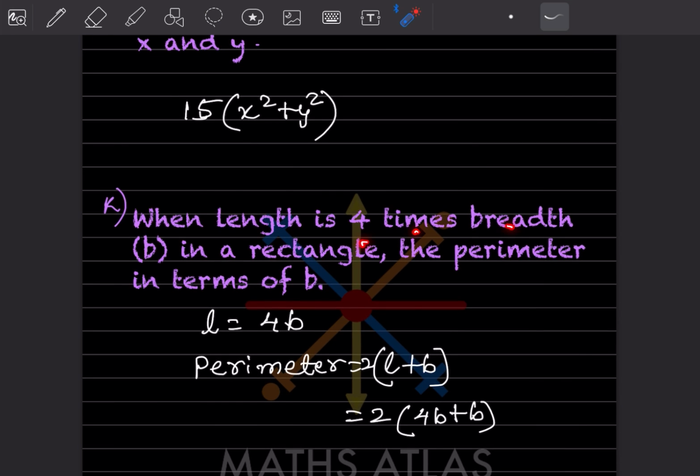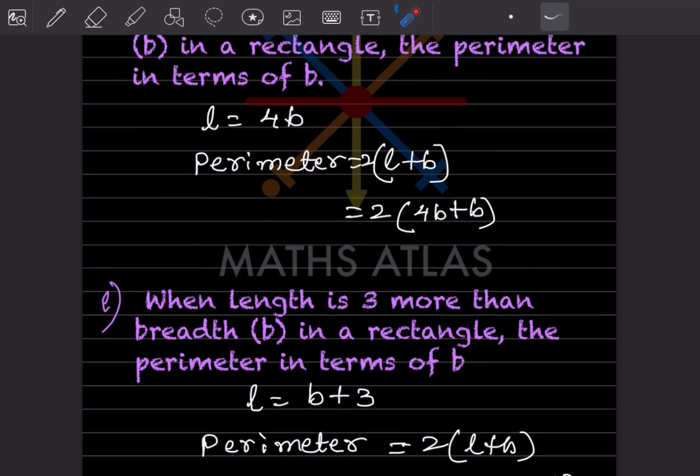When length is 4 times breadth in a rectangle, the perimeter in terms of b. So length is 4b. Perimeter, you know, the formula is twice into length plus breadth. So the 2 stays as it is, and in place of L you are going to write 4b, because it is 4 times b, plus b. So this is the equation. We don't have to solve, just write an equation on this.